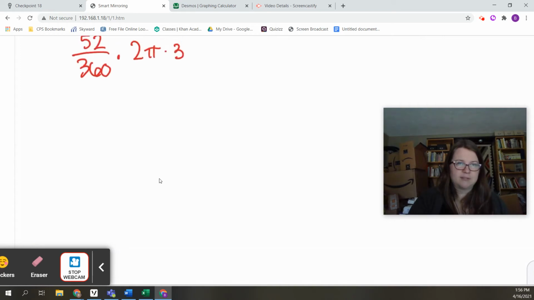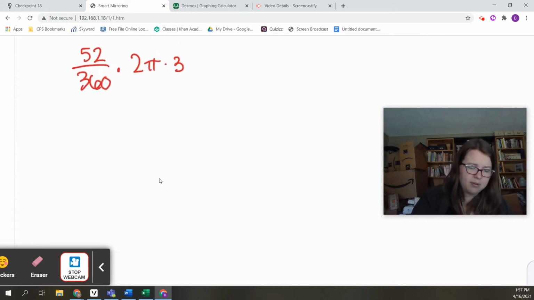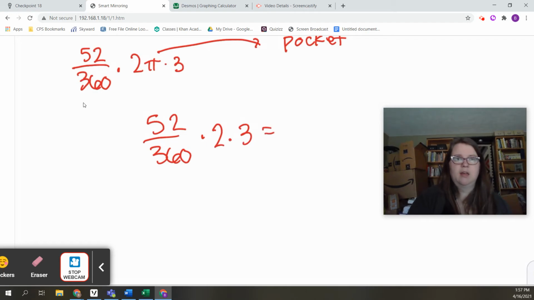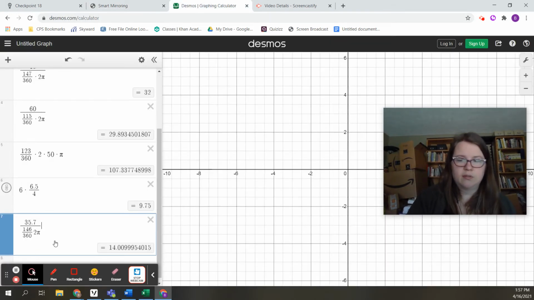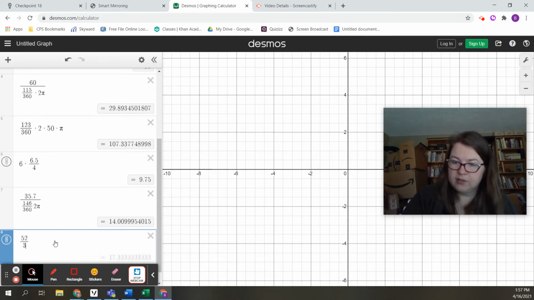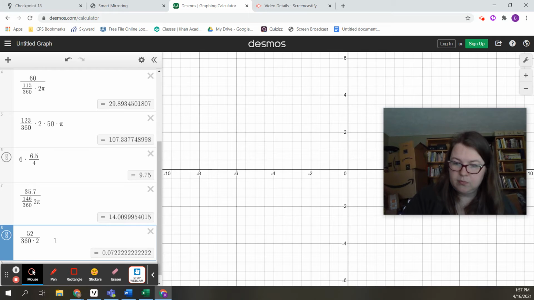So we go like this. I'm going to take pi out. So pocket, put it in your pocket. So we're going to multiply in our calculator 52 divided by 360 multiplied by 2 multiplied by 3. And so we can go 52 over 360 multiplied by 2. Oops. Over to the side. Multiplied by 2 multiplied by 3.